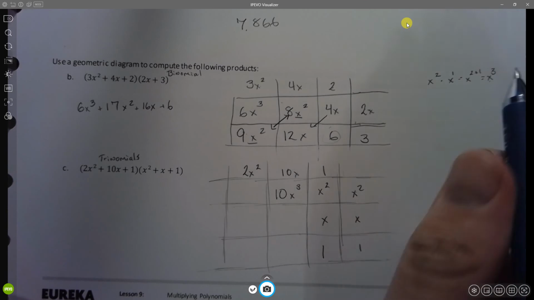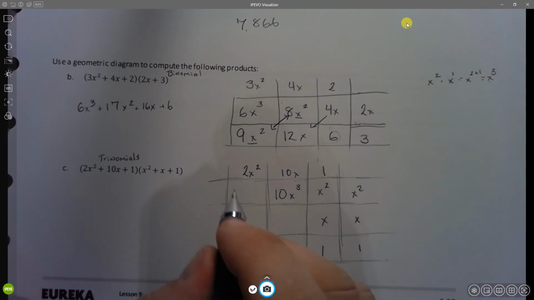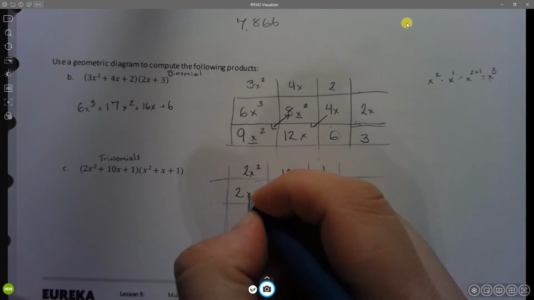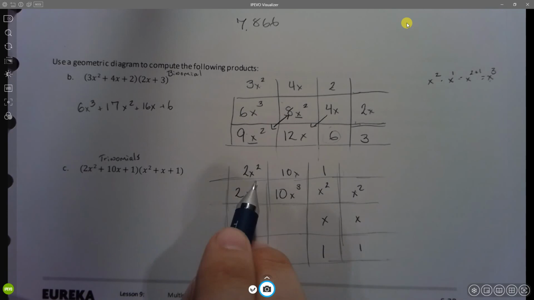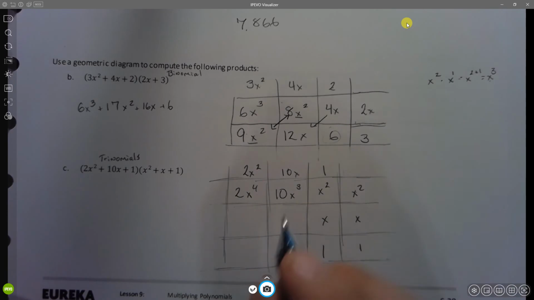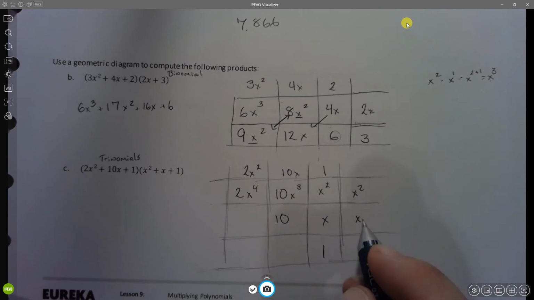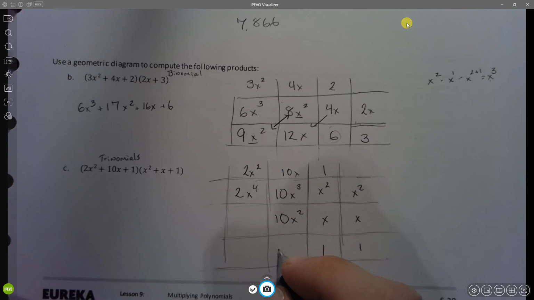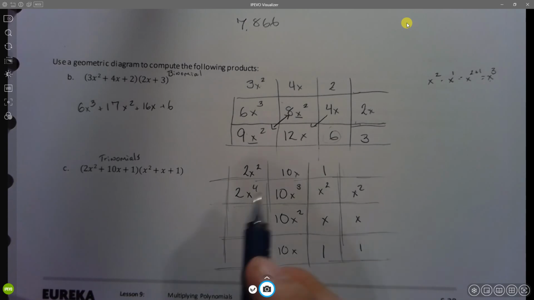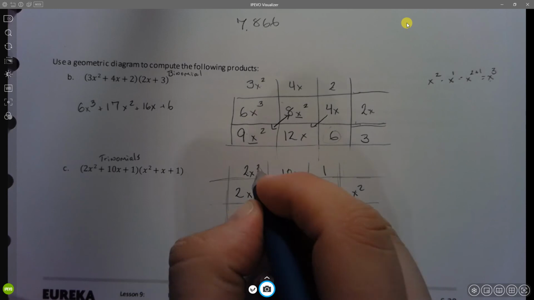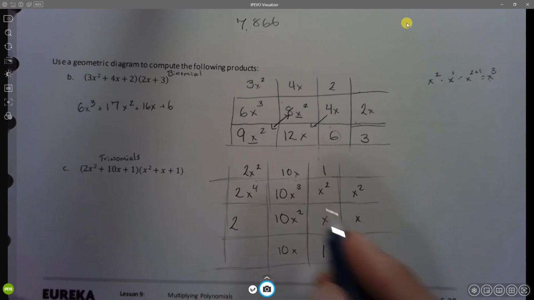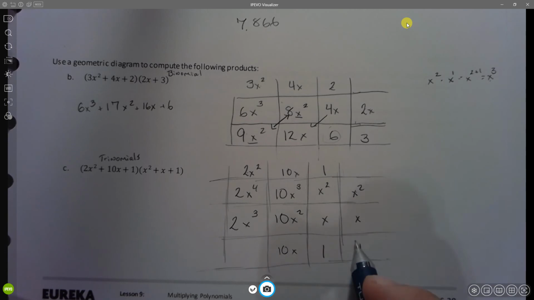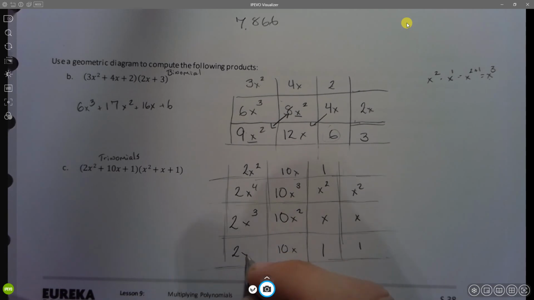It's not changed. X squared times 2x squared. Well, 2 times 1 is 2. X squared times x squared is x to the 4th. 2 plus 2, 4. All right. X times 10x. So, well, 10 times 1 is 10. X times x, x squared. 1 times 10x, 10x. Okay. X times 2x squared. Well, 2 times 1 is 2. X squared times x, x cubed. All right. 1 times 2x squared is 2x squared.